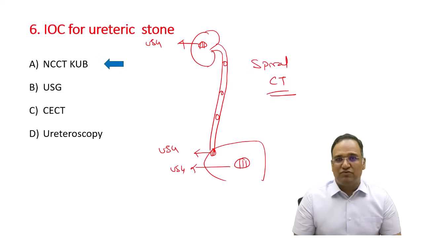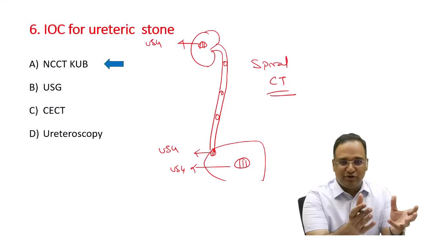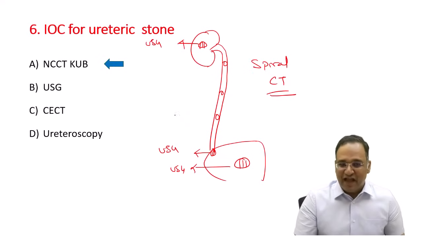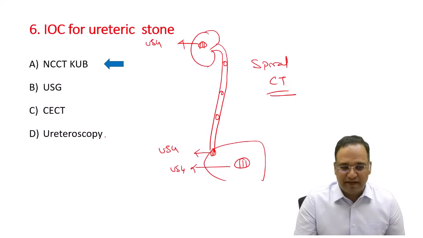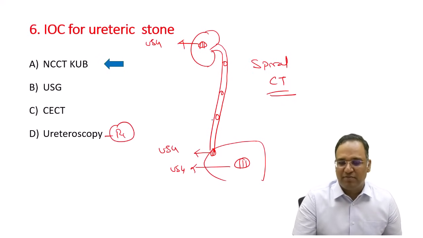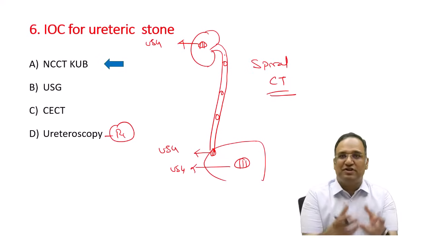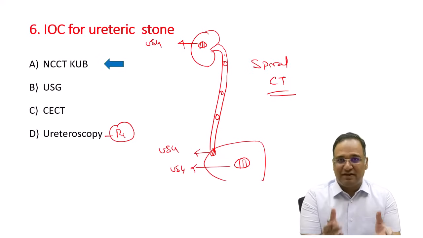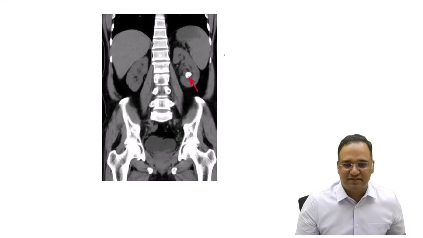So the investigation of choice for acute ureteric colic is going to be a non-contrast CT KUB. And ureteroscopy is a treatment. Ureteroscopy can be given as a treatment. If the stone is confirmed in the ureter, then you can put an ureteroscopy and remove it. You can use even a Dormia basket to pull it and remove it. Understood? And contrast, of course, I have told you the risk of giving a contrast in renal pathology.